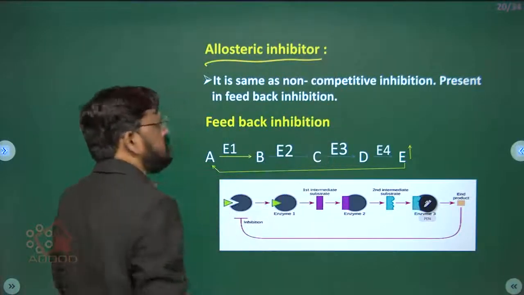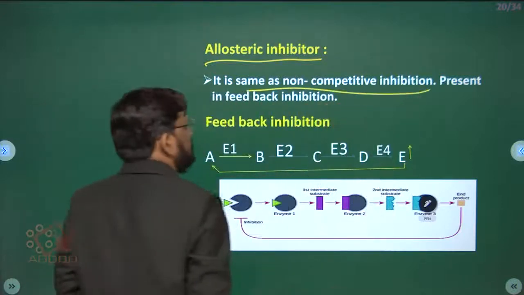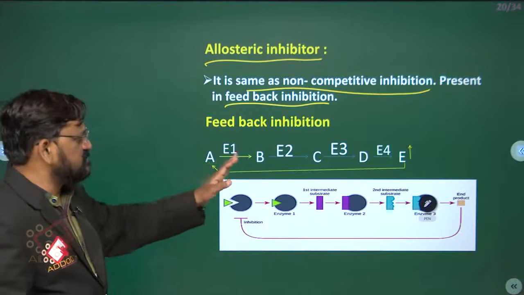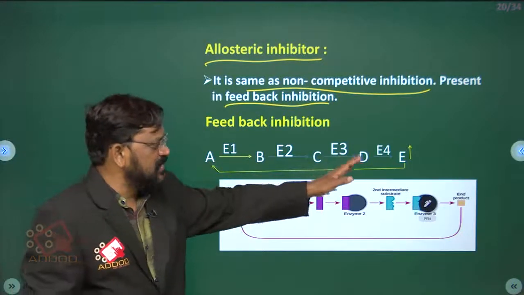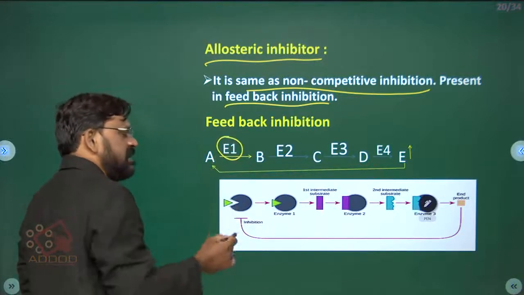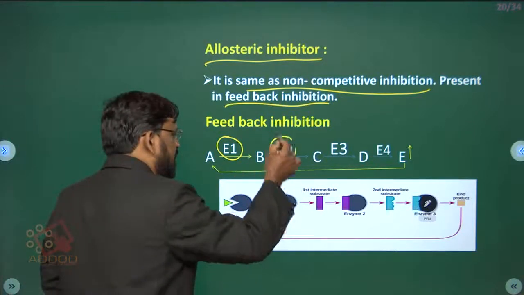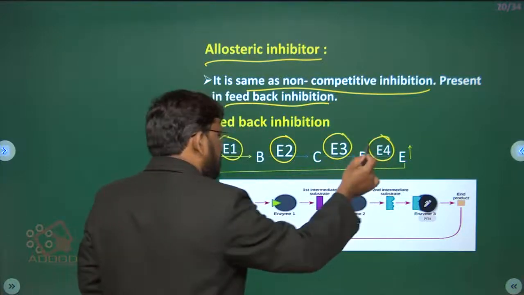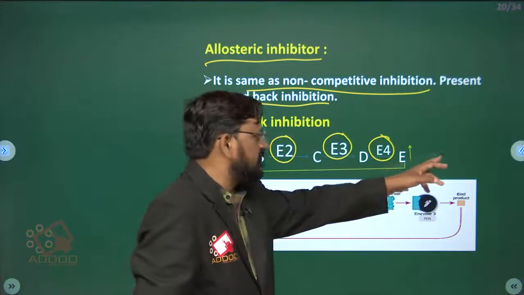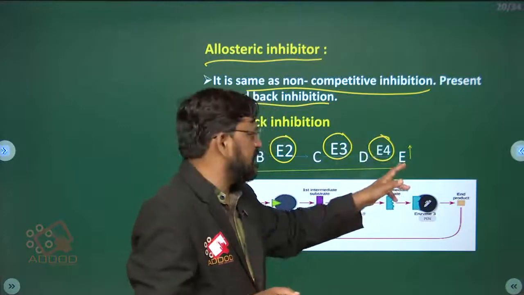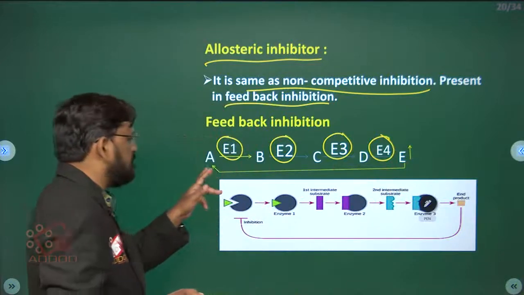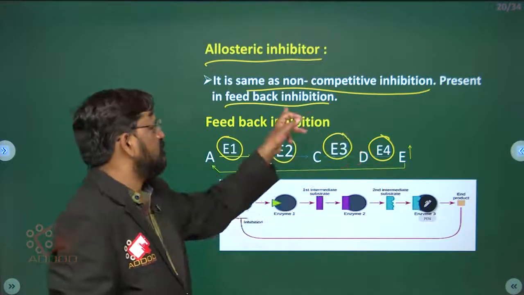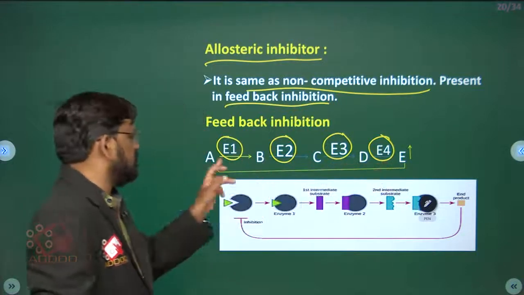Next, allosteric inhibitors. This is the same as non-competitive inhibition, right? This is said to be a type of feedback inhibition. What does that mean? A is a substrate that becomes B, B becomes C, C becomes D, D becomes E. For the conversion of A to B, an enzyme called E1 helps. For B to C, E2 helps. For C to D, E3 helps. For D to E, E4 helps. E should get converted into F, but E is getting accumulated. When E accumulates, it goes and stops the enzyme activity of the first enzyme. This accumulation of end products leads to feedback inhibition.